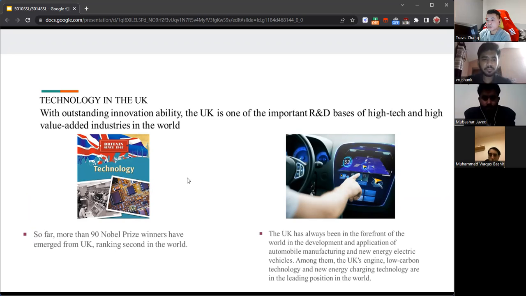So technology in the UK. With outstanding innovation ability, the UK is one of the important R&D bases of high-tech and high-value-added industry in the world. So far, more than 90 Nobel Prize winners have emerged from the UK, ranking second in the world. The UK has always been at the forefront of the world in the development and application of automatic manufacturing and new energy electric vehicles. Among them, the UK's engine, low carbon technology, and new energy charging technology are in a leading position in the world.